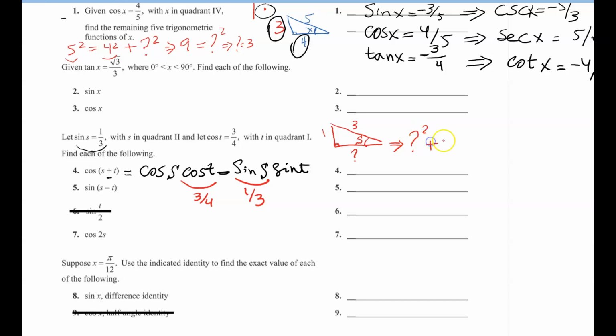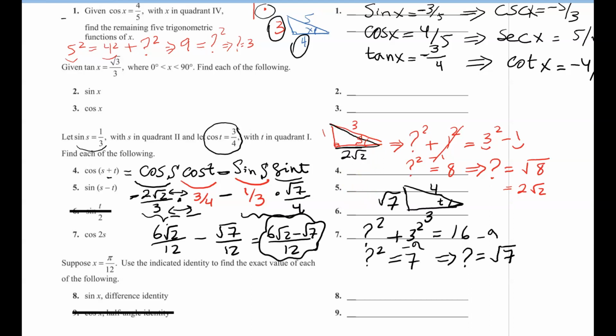So question mark squared plus 1 squared, the 2 legs, is equal to hypotenuse squared. Subtract 1 from both sides. Question mark squared is equal to 8, 9 minus 1. So question mark is square root of 8, which if you simplify is 2 root 2. So we got the question mark to be 2 root 2.